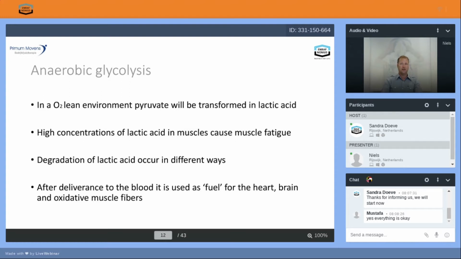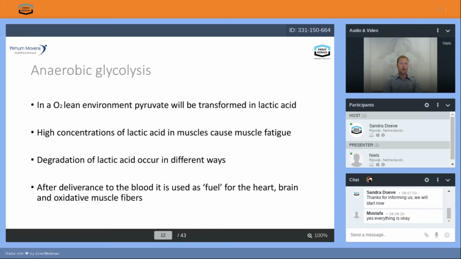That's something that we know or we realize in activity. That's the burning sensation that you feel in your muscles. When there are high concentrations of lactic acid in the muscles, it will cause fatigue, and like I said, you will sense that as a burning sensation in your muscles. You can get rid of that lactic acid, and you should get rid of that lactic acid in order to recover and to be able to use that system again.